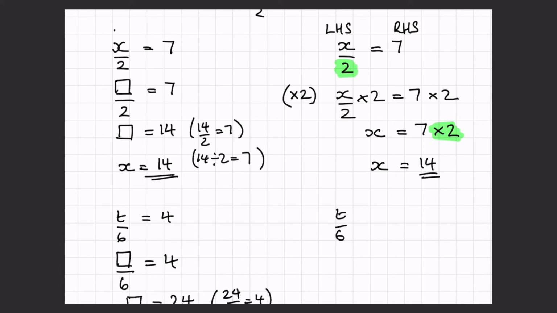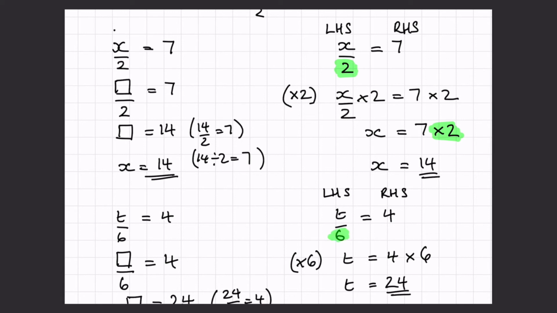I'm going to be a little bit more mathematically sophisticated, if that's at all possible, with the last question. t over 6 is equal to 4. Here's our left-hand side and here's our right-hand side. I'm dividing by 6, t divided by 6. To get rid of that 6 over to the right-hand side, I'm going to multiply by 6. So t is equal to 4 multiplied by 6. t is equal to 24. Again, notice the 6 has gone from a division on the left-hand side to a multiplication on the right-hand side.